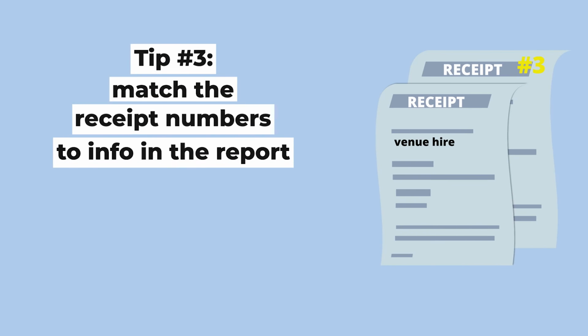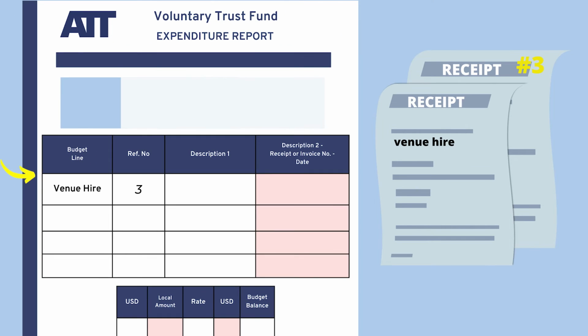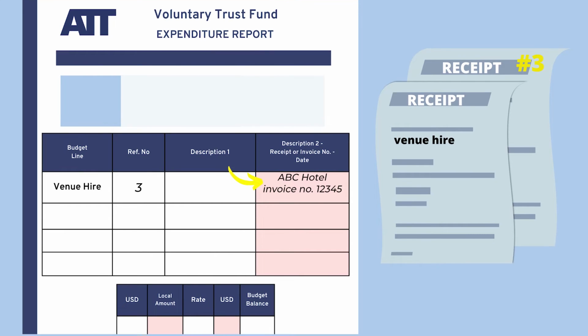Point 3. Make sure the receipt numbers correspond with the information in the report. So again, if the budget line relates to venue hire, for example, make sure you insert the correct receipt number and description in the column headed Description to Receipt or Invoice Number. For example, ABC Hotel Invoice number 12345.